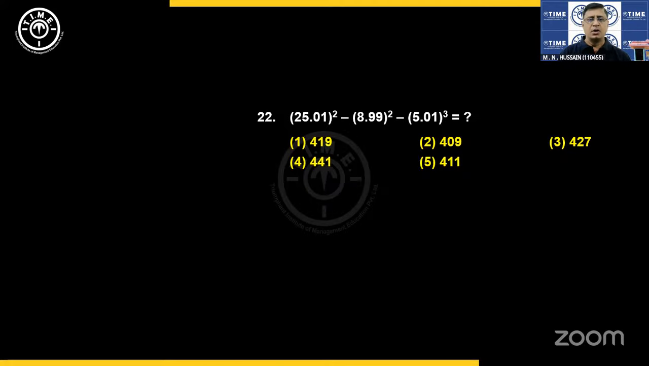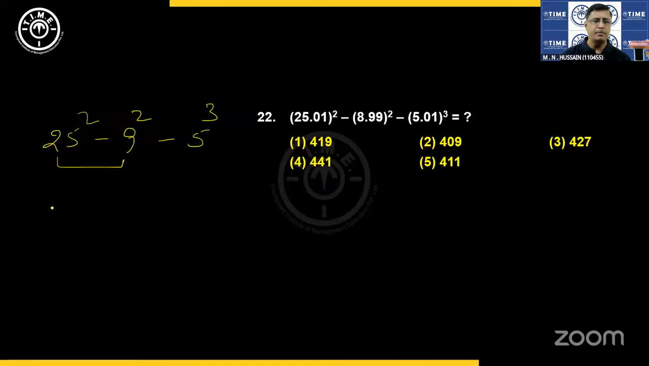Right. Now look at the example here, 25.01 whole square minus 8.99 whole square minus 5.01 cube. Here, approximately 25.01 means it is a 25 square, minus 9 square minus 5 cube. If you observe this part carefully, here a square minus b square. A square minus b square means a plus b into a minus b.